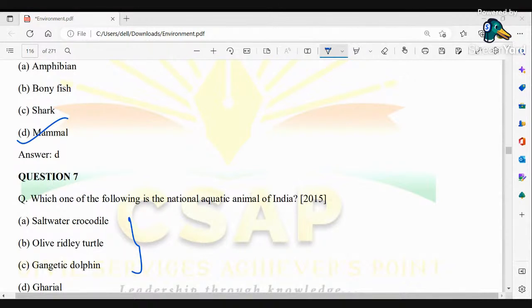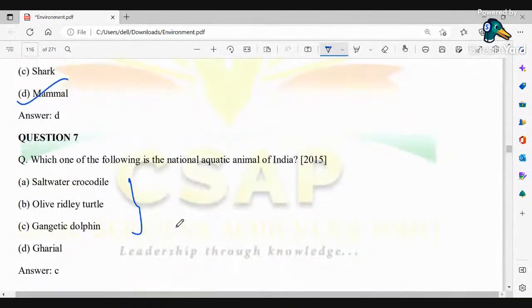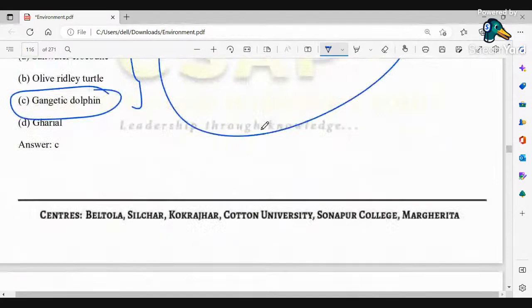National aquatic animal of India. Question number 7. So it's the Gangetic dolphin, which is basically the national aquatic animal of India.